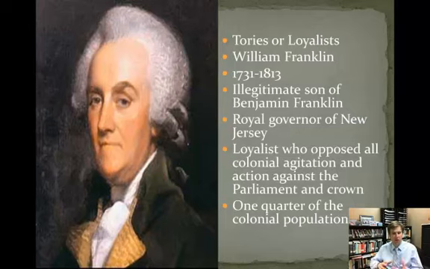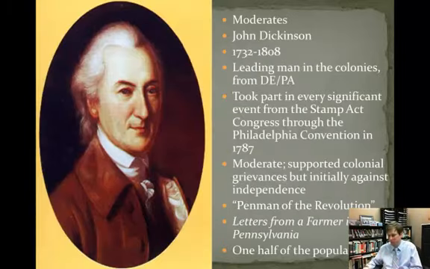A quarter of the colonial population was probably in the Tory or Loyalist camp. I mean, it's impossible to know the exact numbers, but it's probably somewhere around there. Then you had people like John Dickinson of Delaware, Pennsylvania. These moderates. Dickinson is one of the most important men in the founding generation, but he's often forgotten. He took part in every significant event from the Stamp Act Congress to the Philadelphia Convention in 1787.